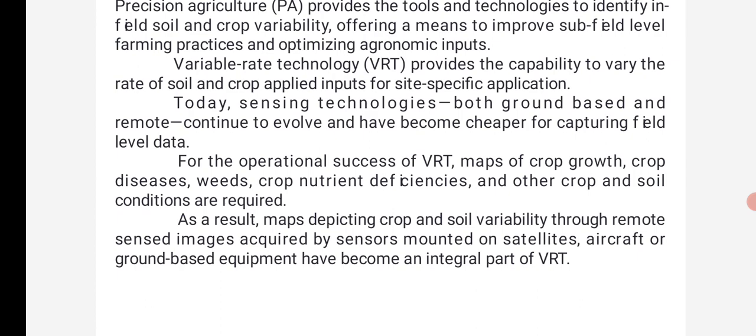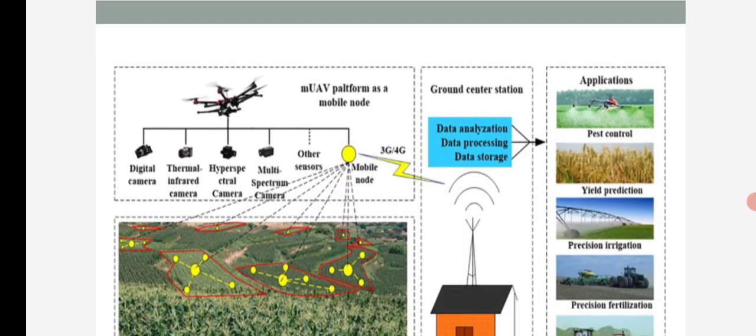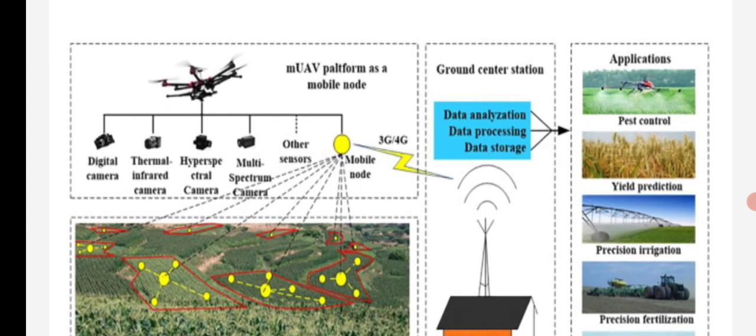As a result, maps depicting crop and soil variability through remote sensing images acquired by sensors mounted on satellites, aircraft or ground-based equipment have become an integral part of VRT. So this is a sample diagram for sensor-based data.